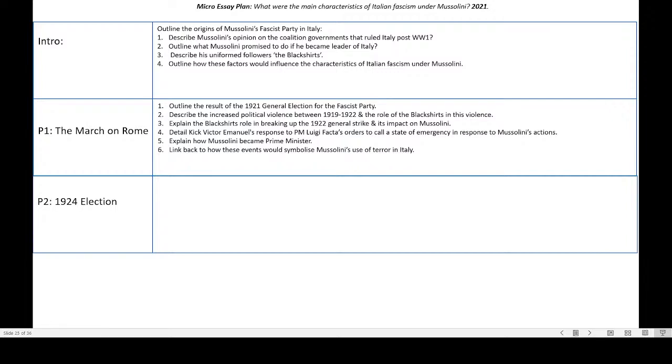So for the March on Rome, I have to outline the result of the 1921 general election for the Fascist Party, describe increased political violence between 1919 and 1922, specifically highlighting the role of the black shirts in this violence, explain the black shirts' role in breaking up the 1922 general election and the impact that had on Mussolini, detail Victor Emmanuel's response to Luigi Facta's orders to call a state of emergency in response to Mussolini's actions, and explain how Mussolini became Prime Minister. Number 6, always link back to how these events would symbolise Mussolini's use of terror in Italy.